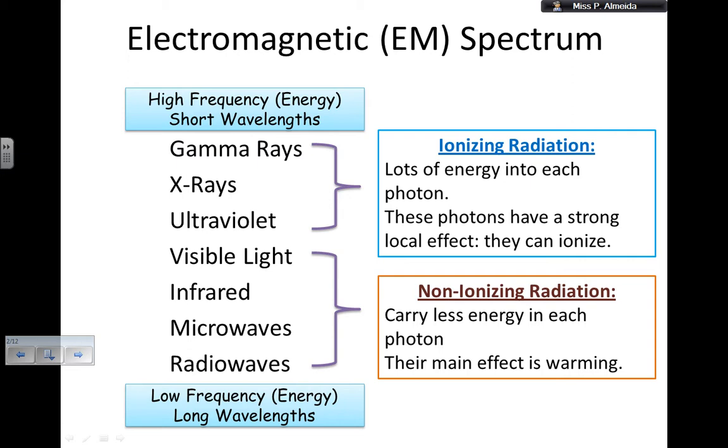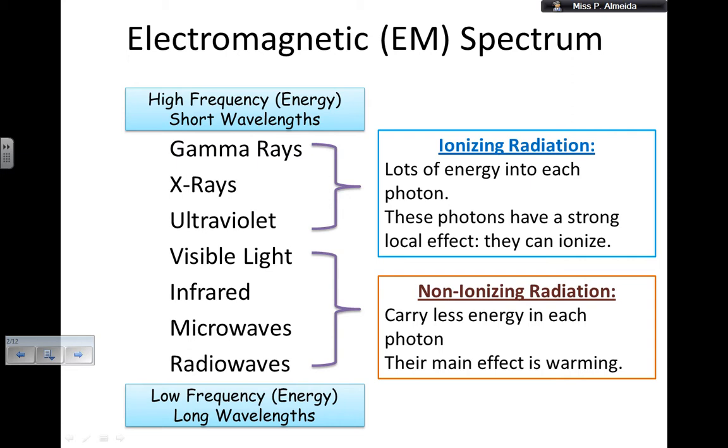Now, the top ones, ultraviolet, X-rays, and gamma rays, they are the ionizing radiation. Gamma are the most ionizing, then X, and then ultraviolet. So they have lots of energy in each photon, and these photons have a strong local effect.